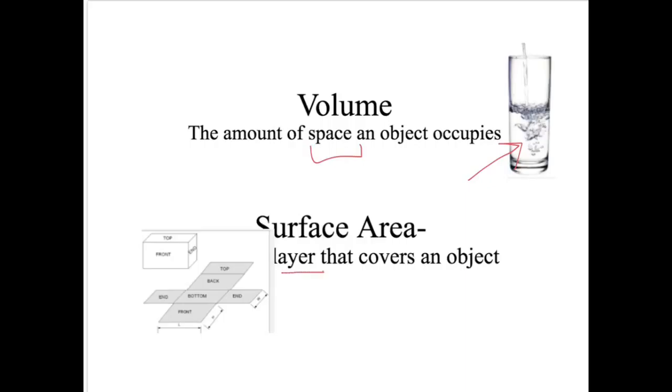Surface area is the layer that covers an object, like this picture is covering some of the surface area. However, this here is flattened out. But if we were to fold it up and put it around the box, that will represent the surface area.